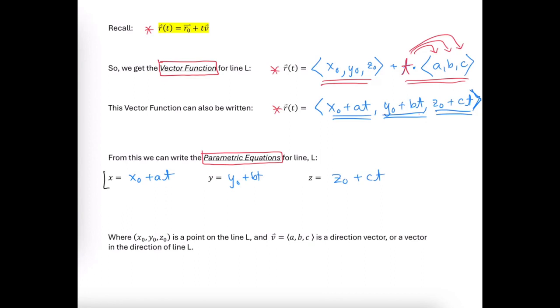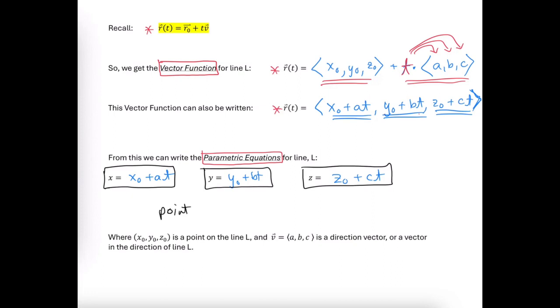We can be given the equation of a line in parametric form, and if we're given the equation of the line in this form, we are given two pieces of information about our line. We would know that a point on the line would be x naught, y naught, z naught, and we would also know that a vector in the direction of the line, or the direction vector, would be the values a, b, and c taken from that parametric equation.